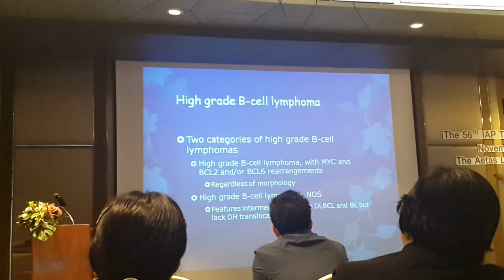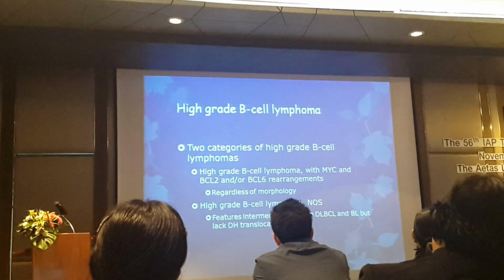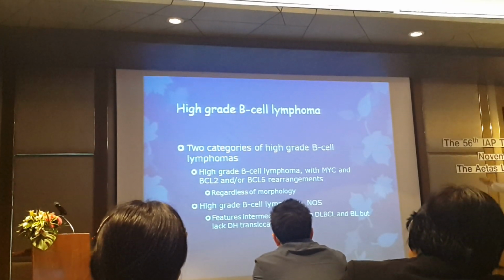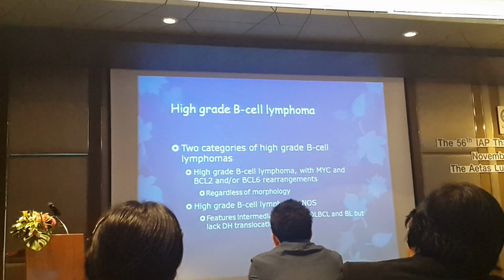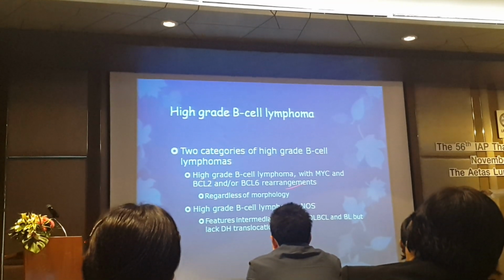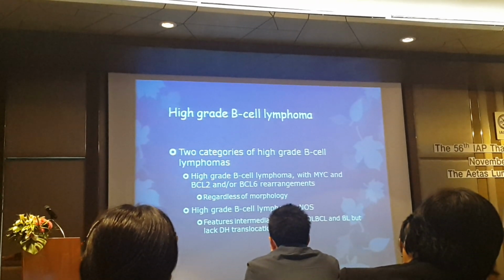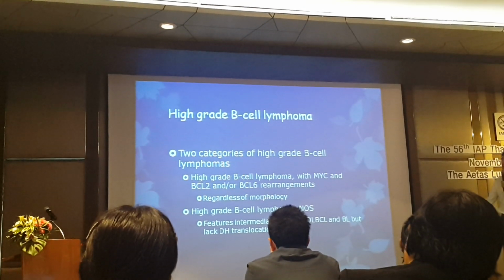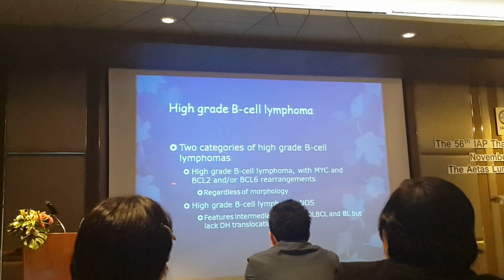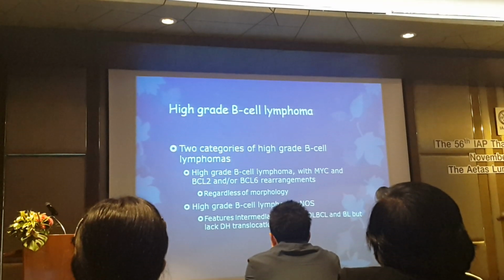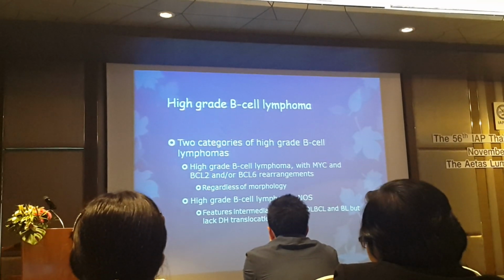But if it does have the same double hit translocation, we'll call it DLBCL with a double hit translocation. We still call it DLBCL. Now, with the updated classification, we include all of them under the same category. As long as it has these double or triple hit translocations, they are grouped together as high-grade B-cell lymphoma with MYC and BCL2 and/or BCL6 rearrangements, regardless of the morphology.